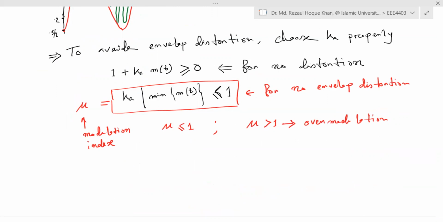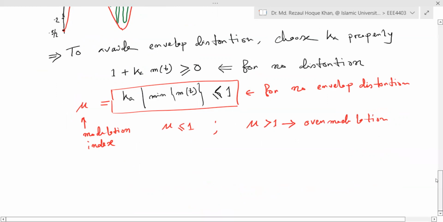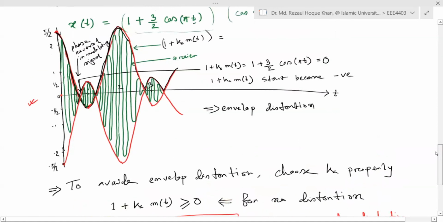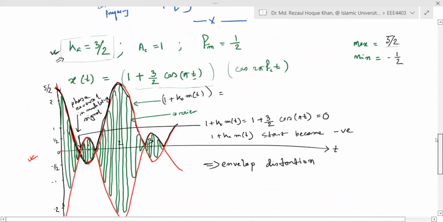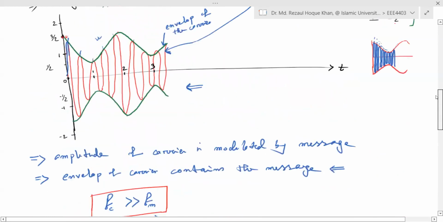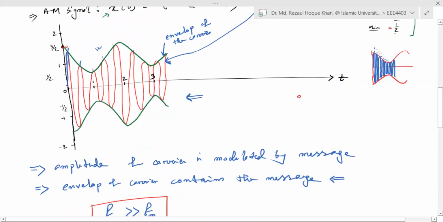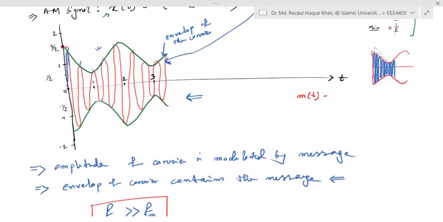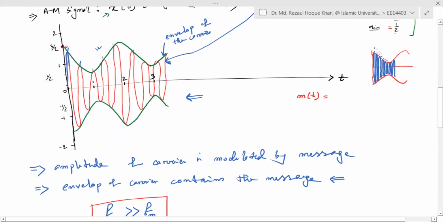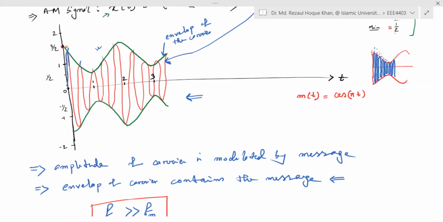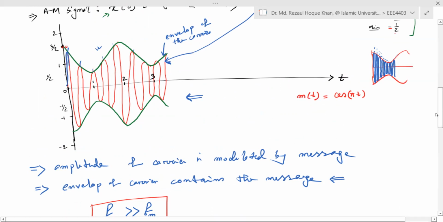Now for this case, where we have the normal case, the message signal m(t), we already wrote it, is cos pi t, right? What is the minimum of this message? What is the minimum value of cos pi t here?